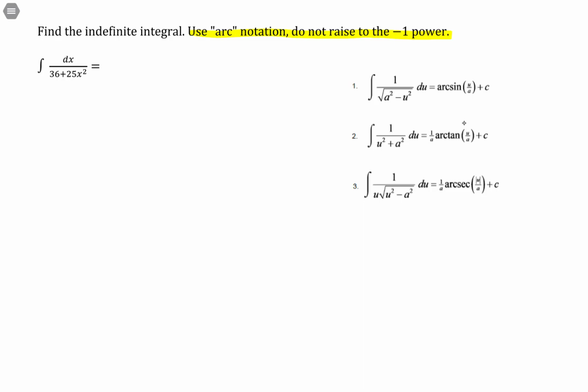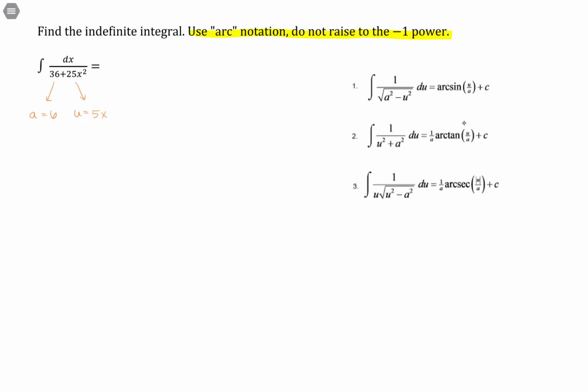So u is the function, so this is u squared. 25x squared is equal to u squared. So that means u is the square root of that, which would be 5x. 36 is the constant, so that's a squared. If a squared is 36, then a is 6.